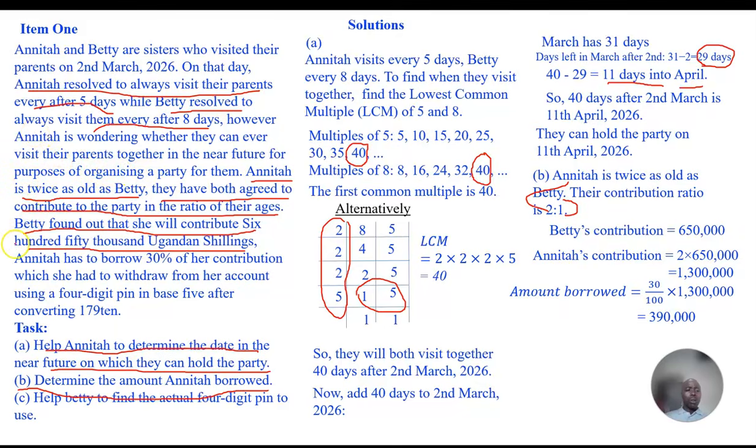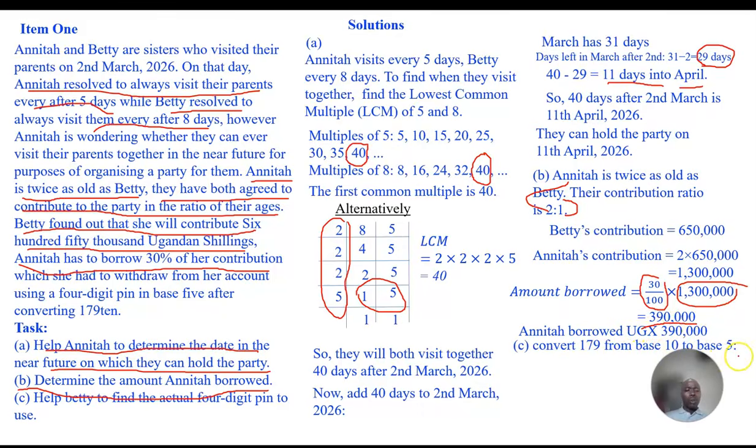And they are going ahead to say the amount of money that Anita borrowed is 30% of her contribution. So she had some money, but she had to borrow 30% to make a complete amount for contribution. So the amount borrowed is 30% of her contribution. So that's why we are getting 30% times the amount of contribution, and this makes it 390,000. Clearly indicating that Anita borrowed 390,000 shillings.